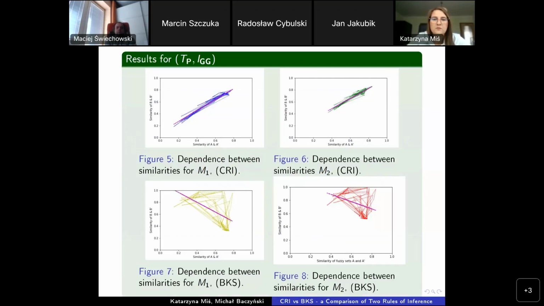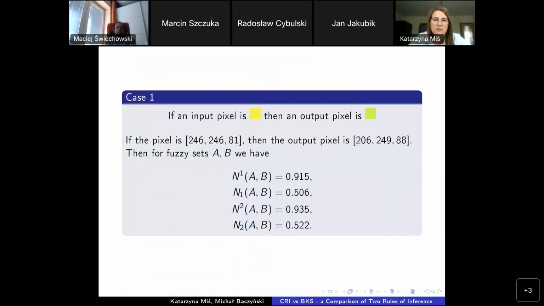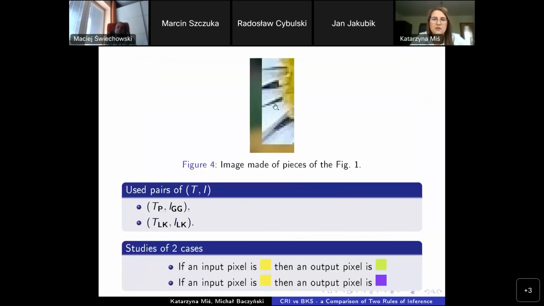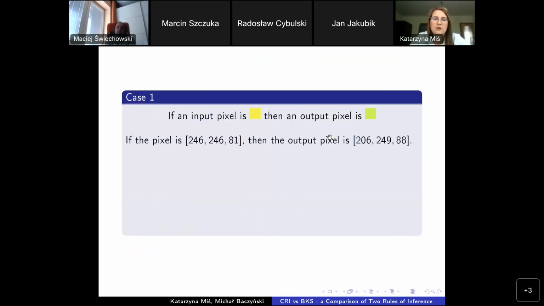And now on those charts, we have our results. As I said, we might say that in this case, set A and set B, so this yellow pixel will be set A and the green one will be set B, are quite similar. And now, after taking each pixel from this figure 4, if we take each pixel as an input, we will obtain the following results.